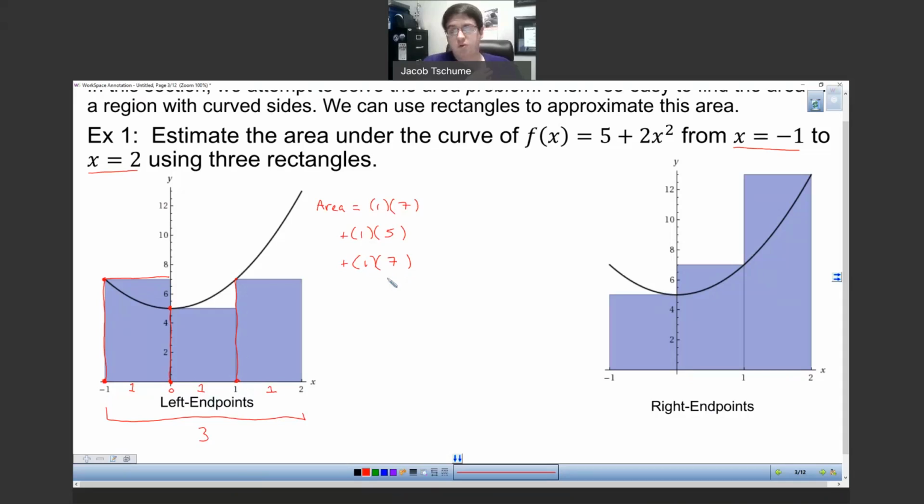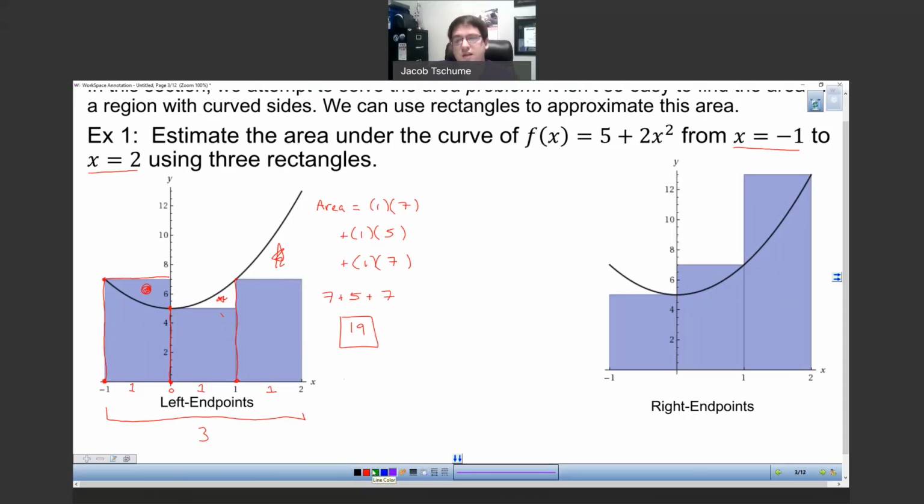Then it's just a simple arithmetic problem. This would come out to be 7 plus 5 plus 7, which comes out to be 19 units. So what I am claiming here is that the approximate area under this curve is about 19 units. Obviously, that is not correct because, as you can see, I'm missing this piece and this piece, and this extra piece I have here is not enough to make up for that lost area. So this is actually what we call an underestimate.